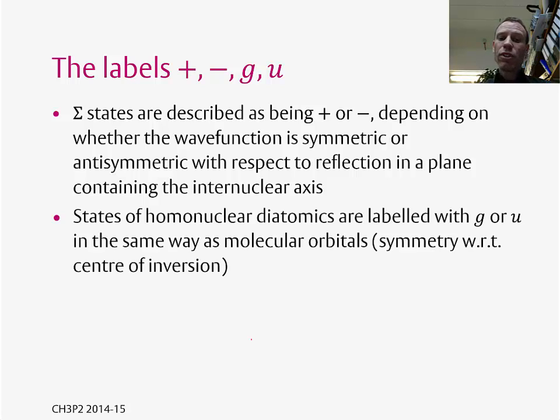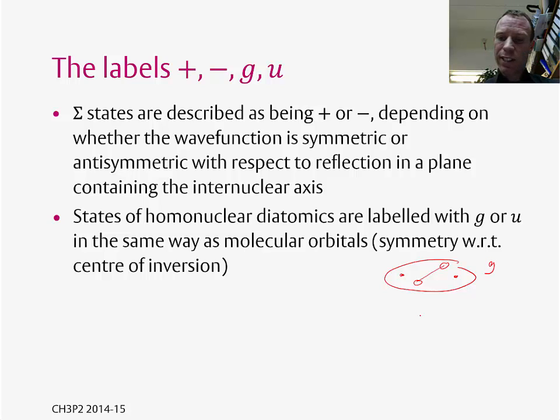And then we also have a g and a u, which we can use only for homonuclear diatomics. They only apply for those, and this depends on the symmetry of the orbitals with respect to the centre of inversion. You can remember that if we have a sigma orbital, so we've got two nuclei, one here and one here. If we take a point over here and then go through the centre of inversion down to over here, if it's the same sign, then it's going to be g.